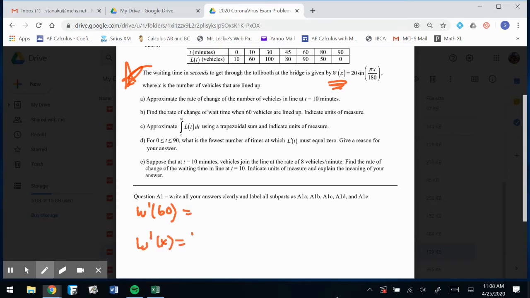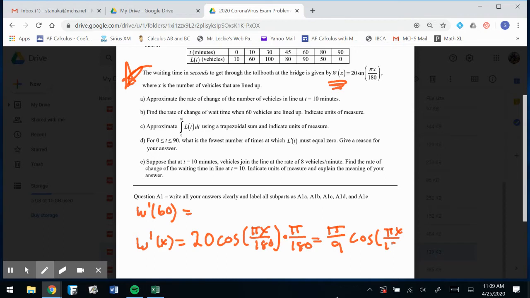So let's find the derivative. The derivative of sine is cosine. Don't you dare touch the inside, right? And they're probably going to make you show a lot of this work, because there's no multiple choice on your exam this year. So that'd be pi over, what would that be? Pi over 9 cosine of pi x over 180.